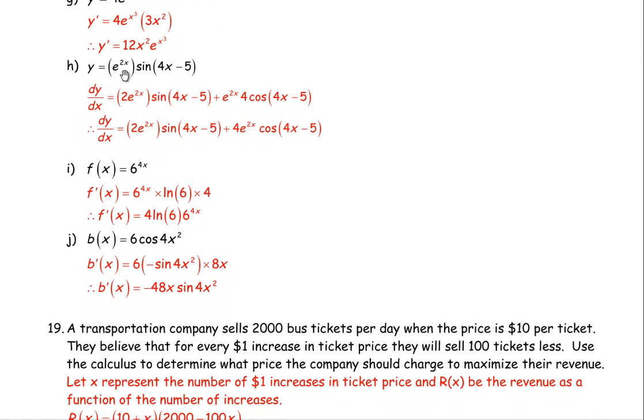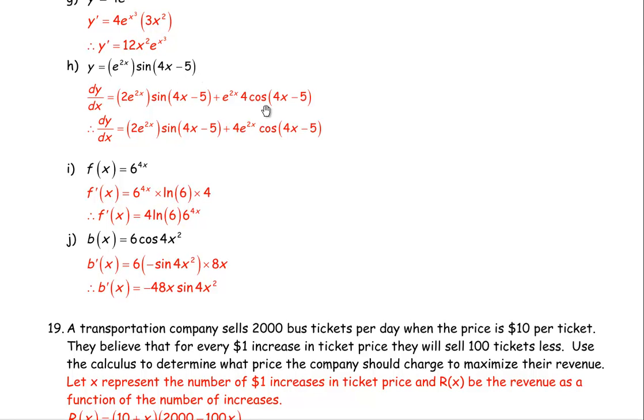For h here, again, this is going to be a product rule, because we have this function times the sine function. So I'm going to differentiate the e to the 2x first. So the derivative would be e to the 2x times the derivative of the exponent, and that's why this 2 is in front. So that's the derivative of the first function times the second, plus, and then we do the opposite. First function times the derivative of the second function.